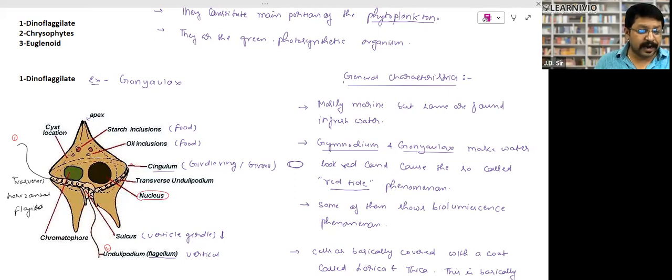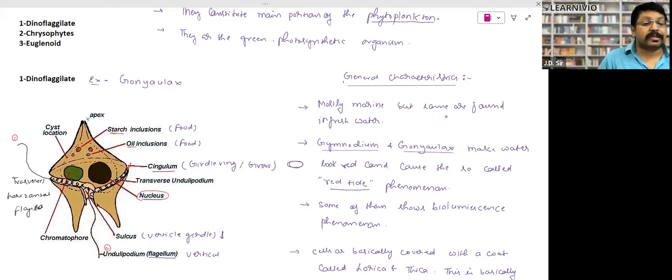There is this girdle-like structure, which is called cingulum. They have oil droplets. Oil inclusion means oil droplet, which is a reserve food. They have starch, which is collected in the form of food. So this is the structure of this dinoflagellate, Goniolex.